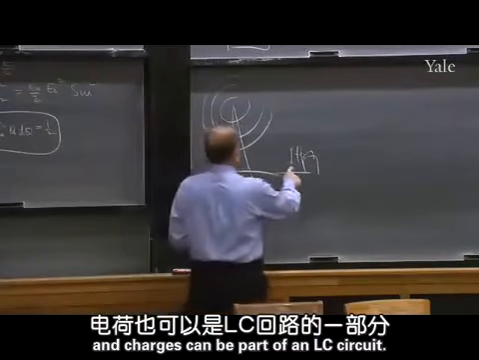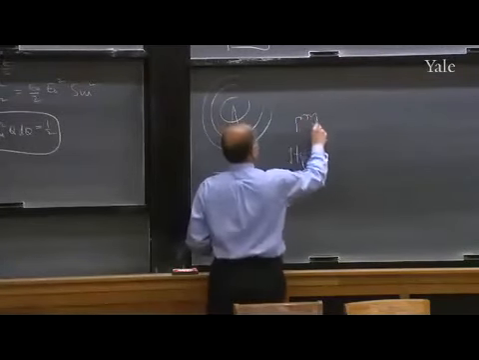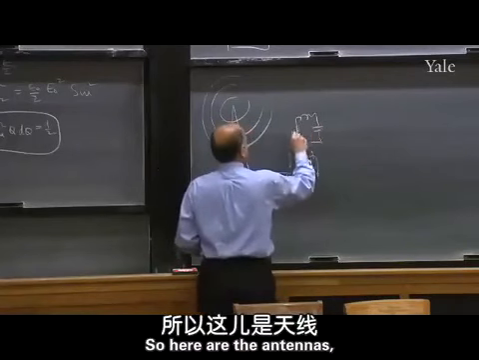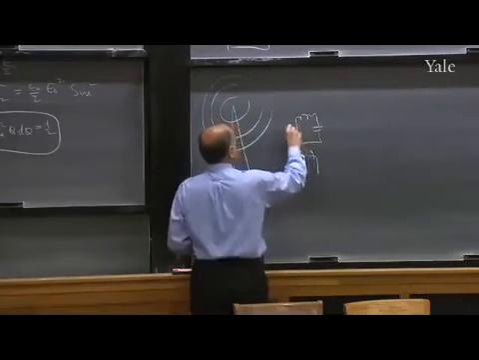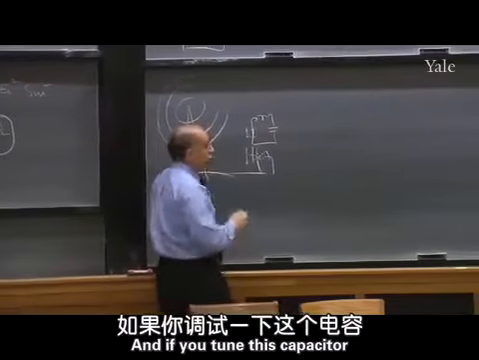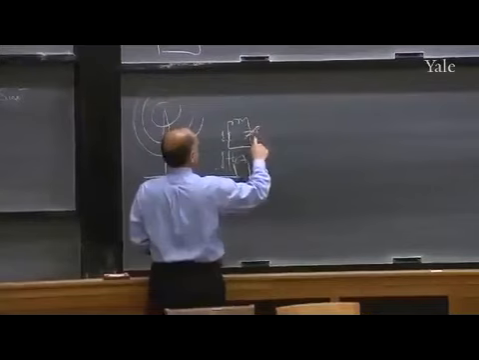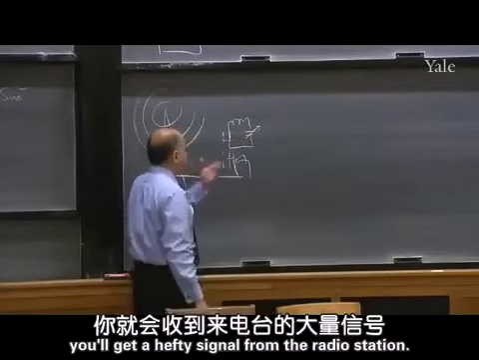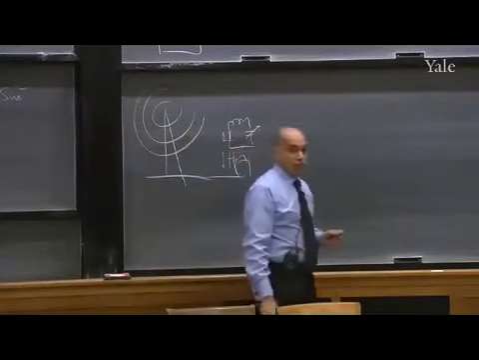And that charges can be part of an LC circuit. So here is the antenna, if you like, part of the circuit. As the charge goes up and down, the AC current will try to flow here. And if you tune this capacitor so that it resonates with the frequency, you will get a hefty signal from the radio station.